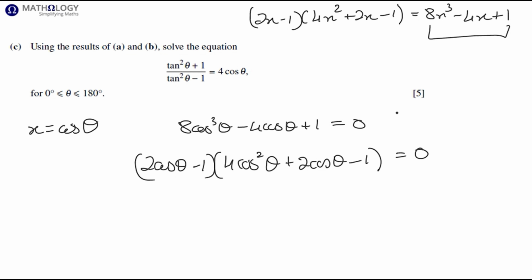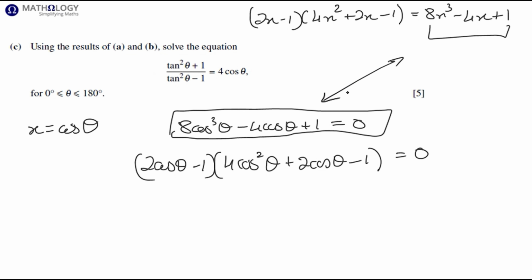We've just replaced from part A of this question, where we showed that the product of two polynomials, 2x minus 1 times 4x squared plus 2x minus 1, equals 8x cubed minus 4x plus 1. Now in the second part, we've got a trigonometric equation that is the same as that expression, other than the fact that we've replaced x with cos theta. And that's all we're doing now, solving for theta.